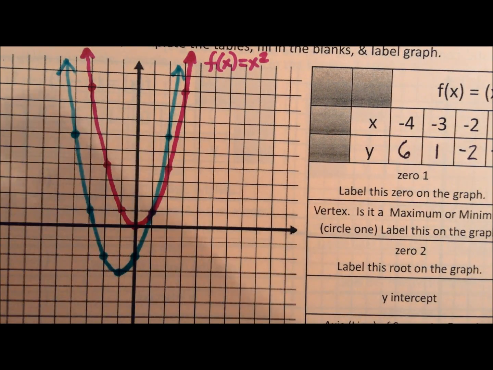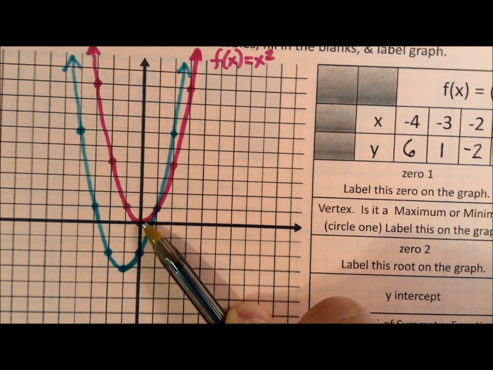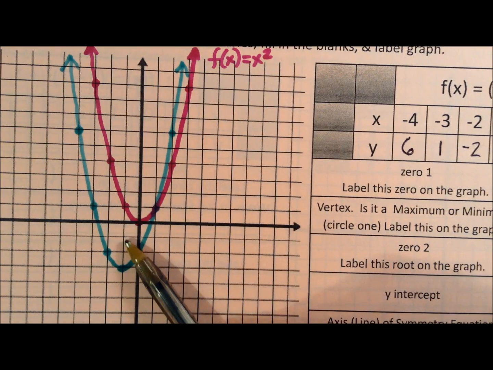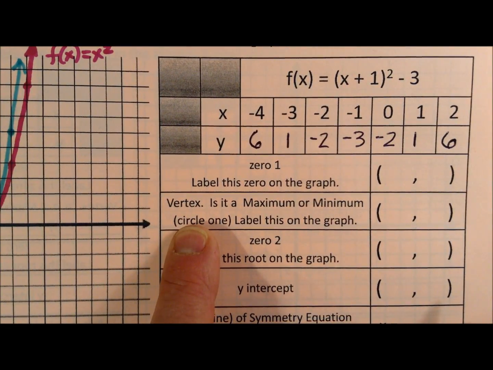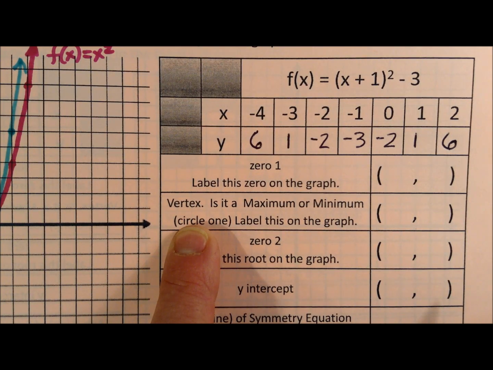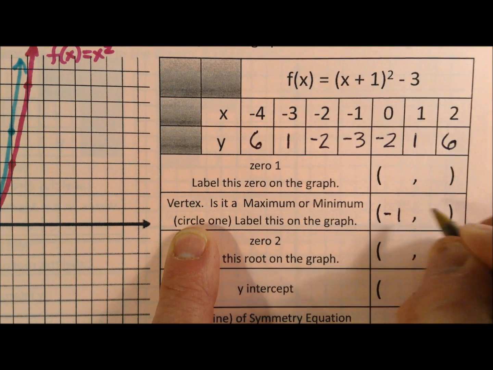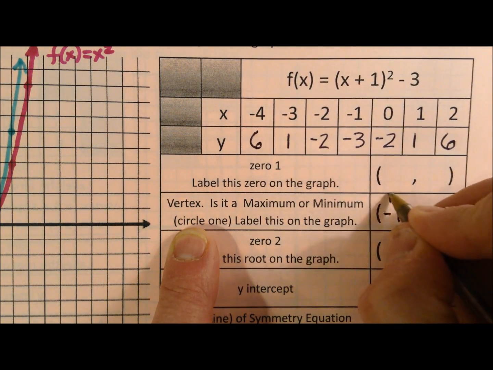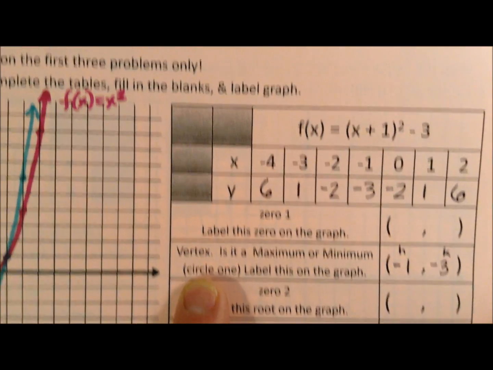All right, so again, when you look at the translation, why don't you just focus on the vertex. The vertex was here at 0, 0, and now it's here at -1, -3. So let's just write that down. That's just by observation. -1, -3. So my h is going to be a -1 and my k is going to be a -3.